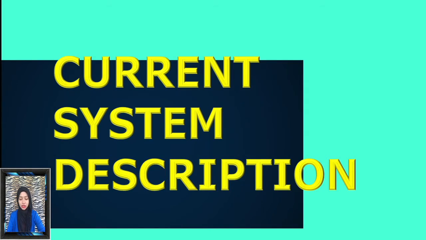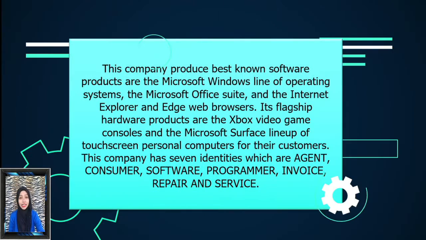Current system description. This company produces best known software products, which are the Microsoft Windows lines of operating system, the Microsoft Office suite, and the Internet Explorer and Edge web browser. So this company has 7 entities, which are agent, consumer, software, programmer, invoice, repair, and service.